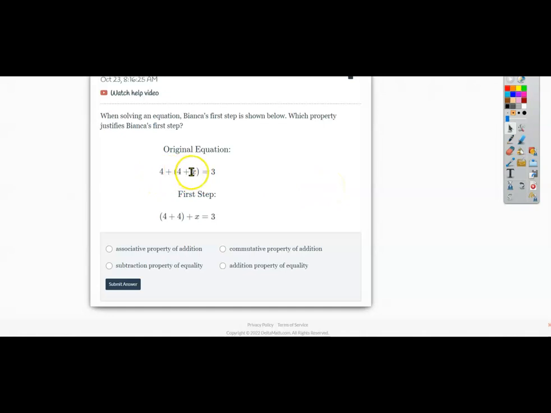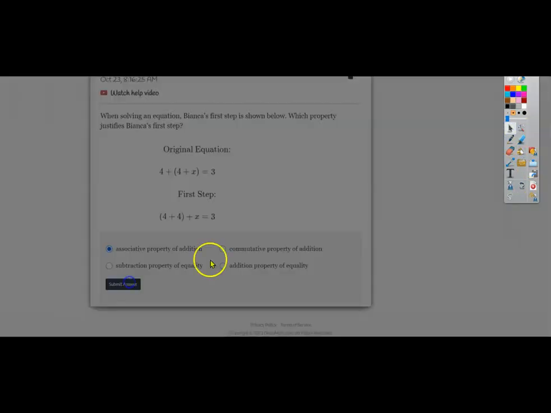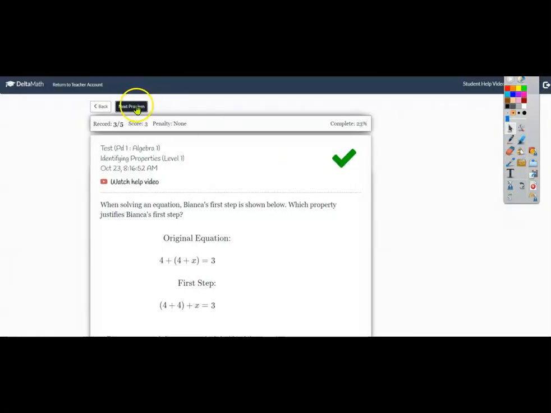4, 4x3. 4, 4x3. So everybody's in the same position, so it is not a commutative property. You'll notice that the group was 4 and x, and now the group is 4 and 4, so that's a change in grouping or association. The association has changed, so the associative property was used here.